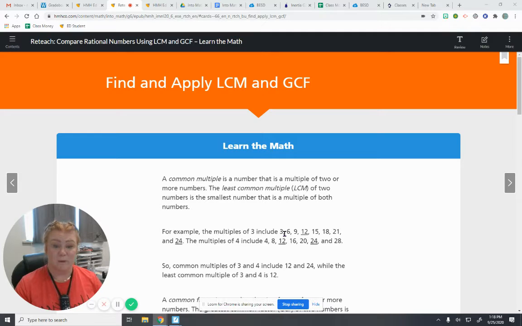Hey, if you are doing the reteach for lesson 2-3, go ahead and follow along with me. If you're not on the reteach, you are welcome to follow along and get some ideas back in your head, or you can just start on your assignment. So if you're doing the learn the math, go ahead and follow along so we can work out these problems together. So we're going to be talking about those least common multiples, the LCM.